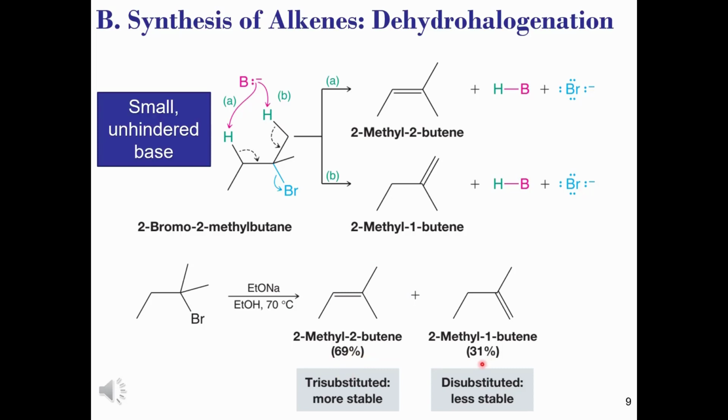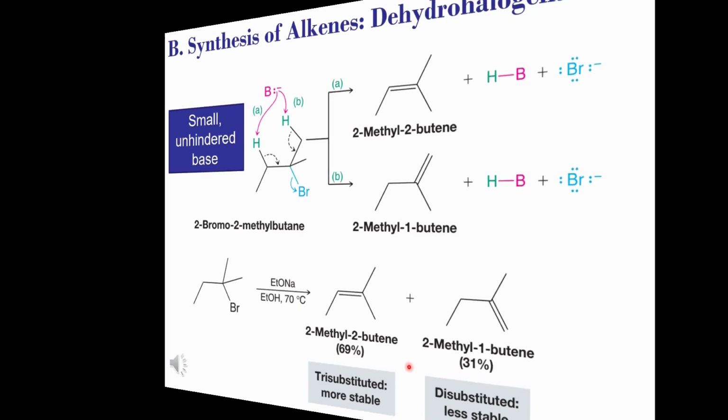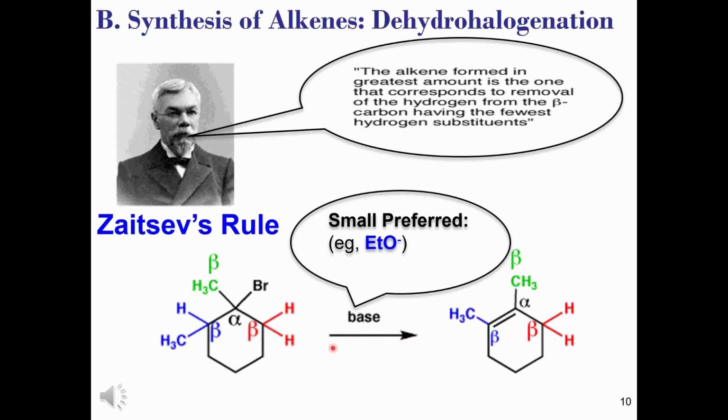Hopefully you remember the names of the two organic chemists that these types of products are named after. The first organic chemist is Zaitsev, and his rule says that the alkene formed in the greatest amount is the one that corresponds to the removal of a beta hydrogen from the beta carbon that has the fewest hydrogen substituents. The consequence of this is that the product formed will always be the more substituted one, and that the transition state of this reaction will be lower in energy as it's closer to the lowest energy product.